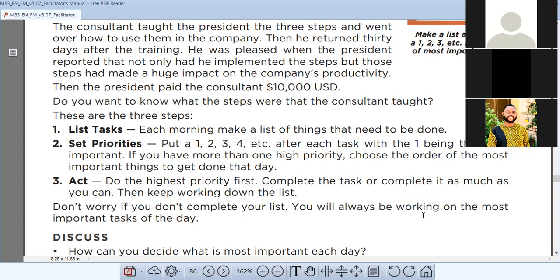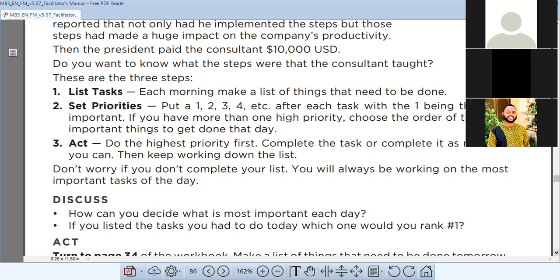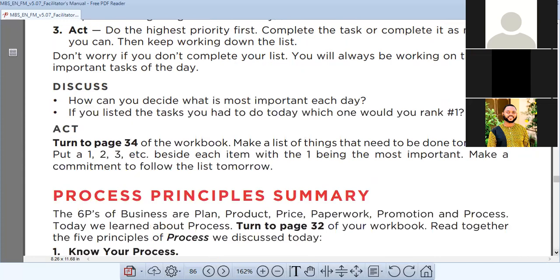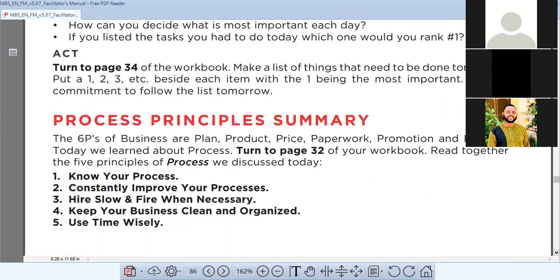You'll always be working on the most important task of the day. So don't worry that you didn't finish your task for today. What is important for you is that the following day, you need to come up with another list. And that list, again, you need to prioritize. You must put the most important thing on the list, and you work on the most important thing on the list. So those are things that I wanted us to look at.